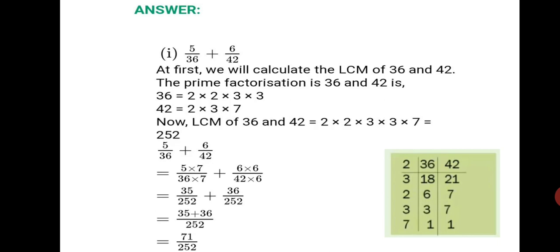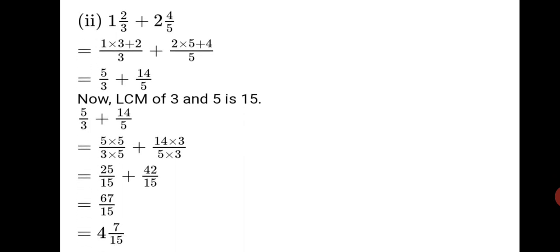Now, after multiplying numerator and denominator of both the fractions, you get 35 upon 252 plus 36 upon 252 is equal to 35 plus 36 upon 252 is equal to 71 upon 252. So 71 upon 252 is your final answer. You first equalized the denominator and then you added the numerators upon the common denominator. Okay, so this way we have finished the first sum. Let's move on to second.